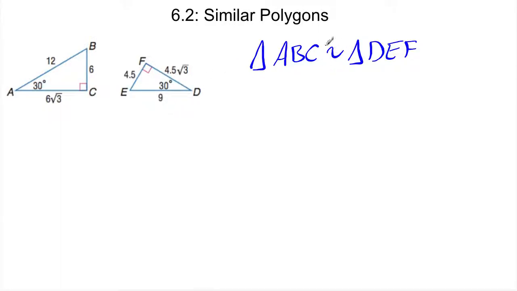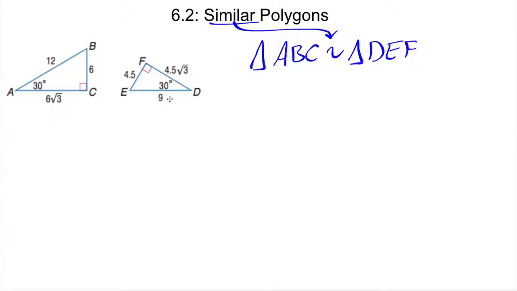This symbol is similar to. Notice the congruent symbol is that same tilde on top of an equal sign, but now it's that same symbol just without the equal sign. So this means similar. These are similar. So they're not congruent, but they're similar. They're like each other. Okay, so if these are similar, in order for that to be true, then two things must happen.